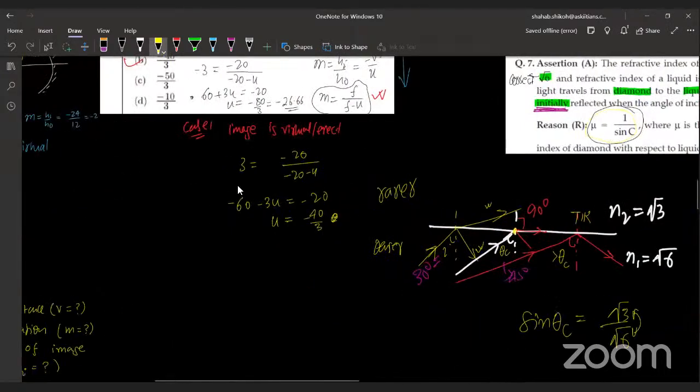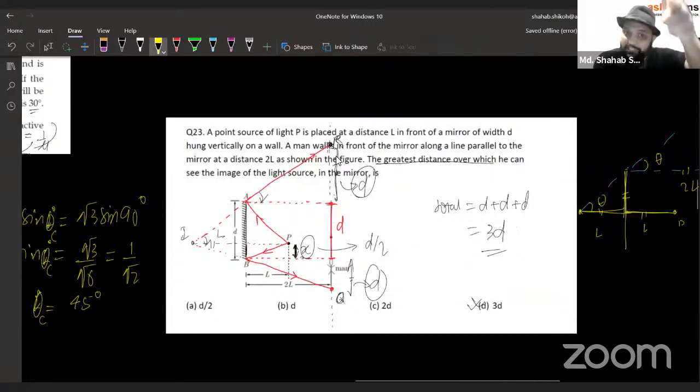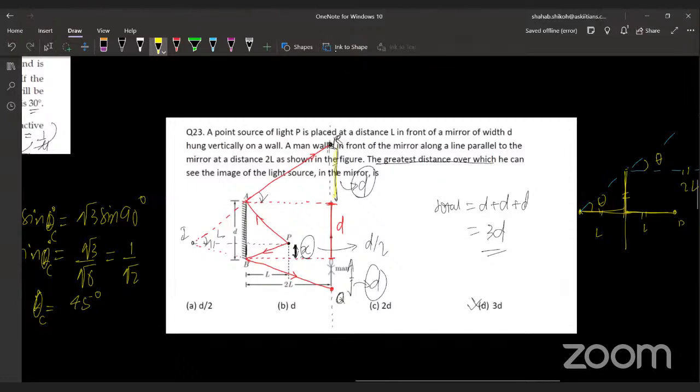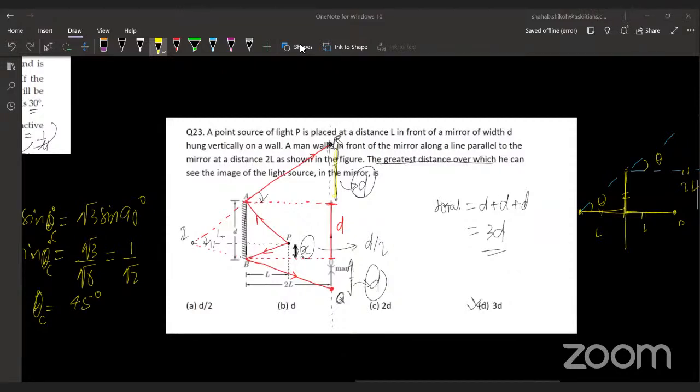I assumed X as 0, so it will be 2D, right? Not a problem. Then you will get this distance as 2D, and the down one becomes 0. Yes, the down one will become 0 and you will get the answer. That's what even I was getting, 2D over there. That's good.